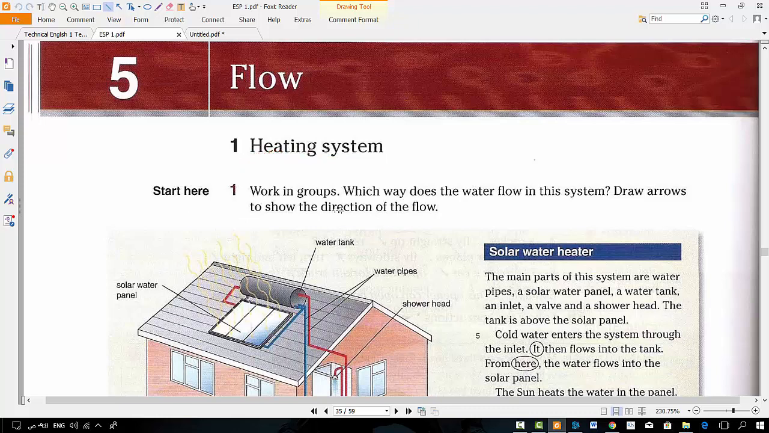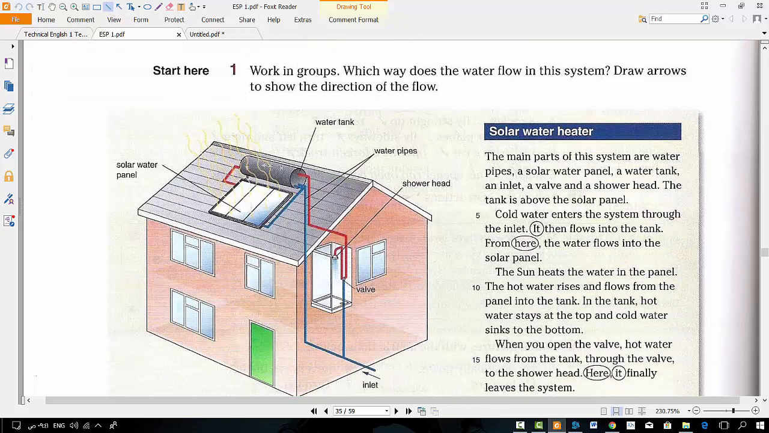1. Work compares. Which way does the water flow in this system? This heating system. Which way does the water flow? Flow. What's the meaning? ينساب، يتدفق، يتحرك. Which way does the water flow in this system? Draw arrows to show the direction of the flow.